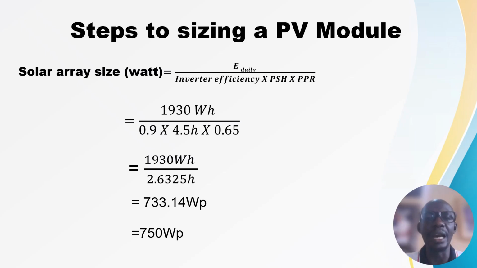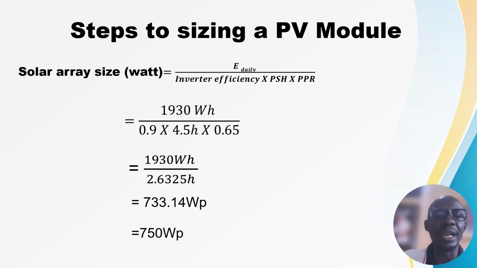And the PPR is panel performance ratio. You are not expected to have your panel deliver its maximum power. You get it? It cannot deliver its maximum power, and unanimously we agree that okay, 65%, it will deliver 65% of its power.